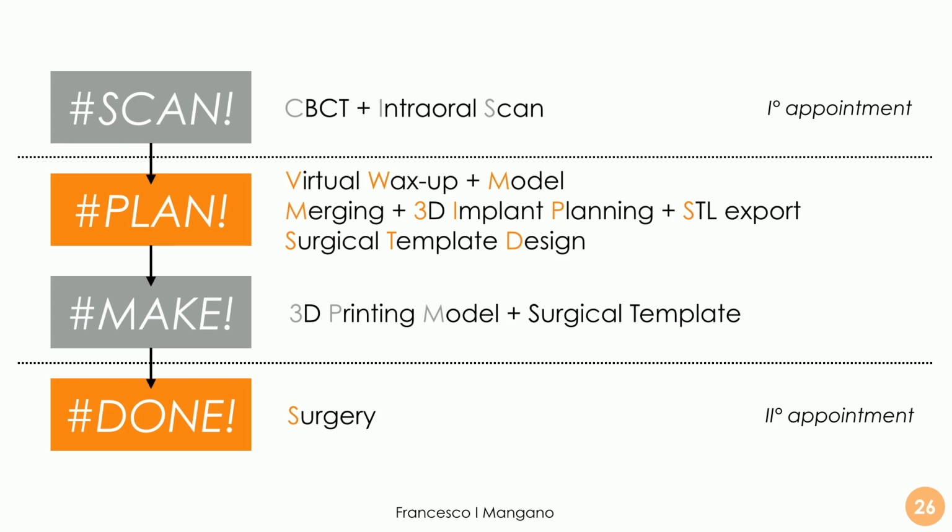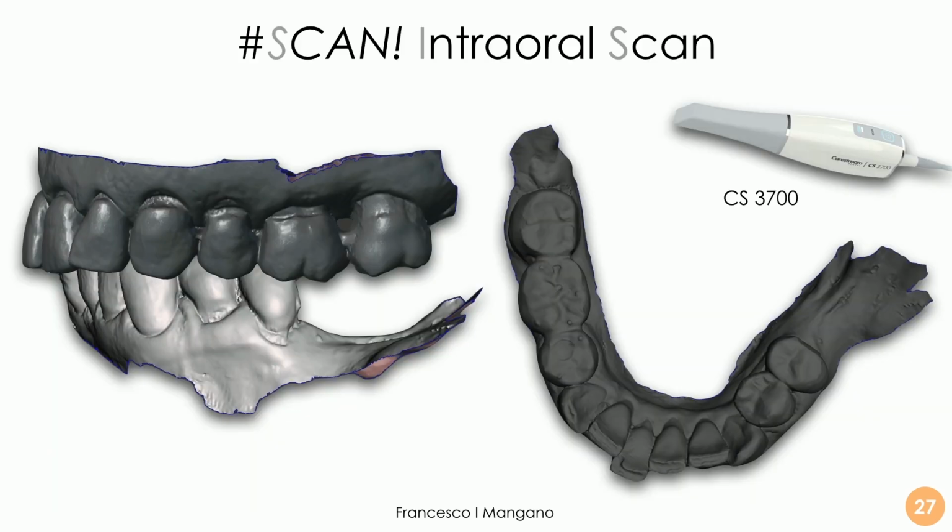on the concept of 2 appointments. The first is cone beam computed tomography and intraoral scan, first appointment. Then we have all the plan. We can fabricate our surgical templates, the 3D printed model. We can check the accuracy and then we can proceed with surgery. And it's quite easy.